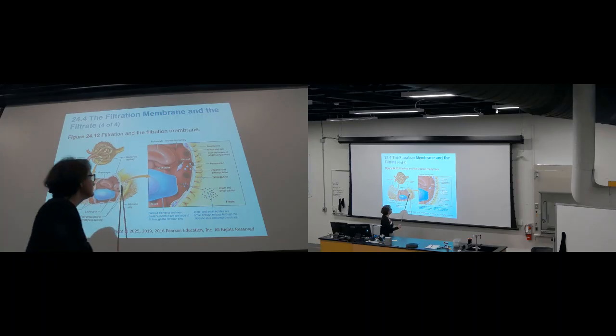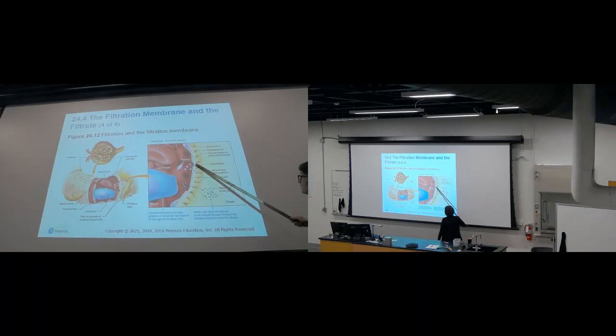If you magnify this, you can see the fenestrations and then the filtration slits. So only small molecules can come in, but large molecules and cells are supposed to stay here. Albumin is a cutoff, because this space is no greater than 7 nanometers, and albumin is 7.1 nanometers, so it cannot pass through. And anything that is negatively charged cannot pass through this filter.